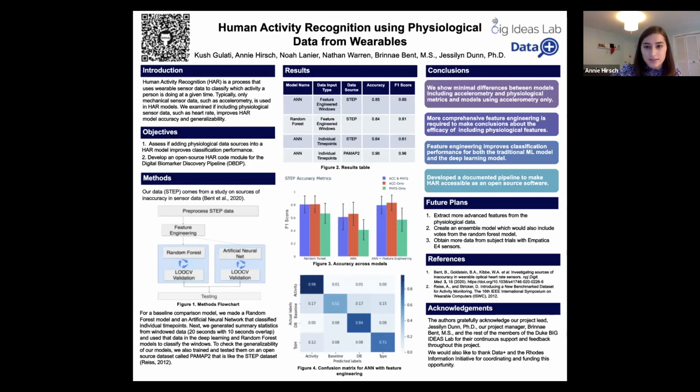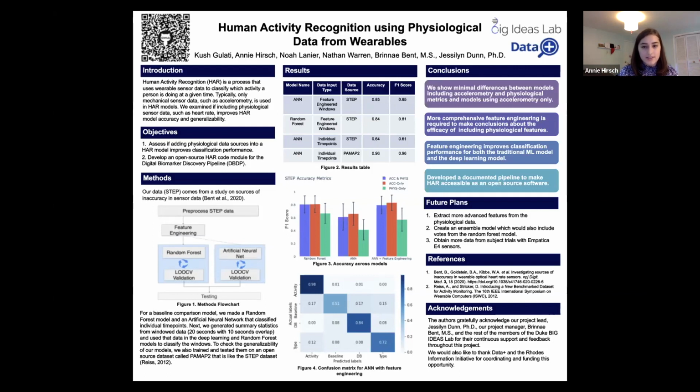So let's move on to the conclusions then. As Kush mentioned, and you can reference this in figure 3 as well, there were really minimal differences between all of our models in just using the accelerometry data and then using the accelerometry and physiological data. But this is not really a conclusion across all human activity recognition problems. This is maybe unique to our data or just unique to the models that we built.